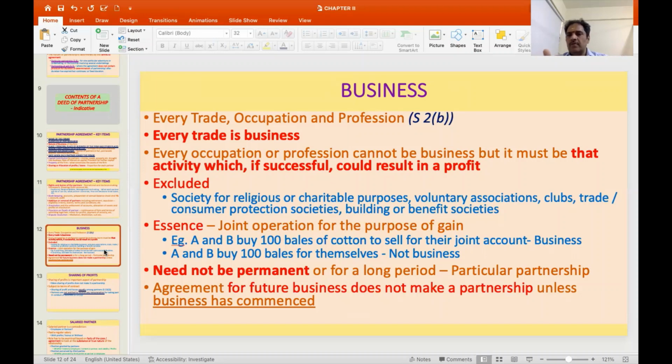Then the relationship or the business need not be permanent or for a very long period. You could have a single particular partnership, or you could have a duration-based partnership. Then an agreement for future business does not make a partnership. So a partnership has to be for a business up and running, not for something which is going to start at a later date. So the provisions and other things will start becoming applicable only when the business takes off. Otherwise, it's just an expression of intention to start a partnership. The agreement becomes a partnership only when the business has taken off.